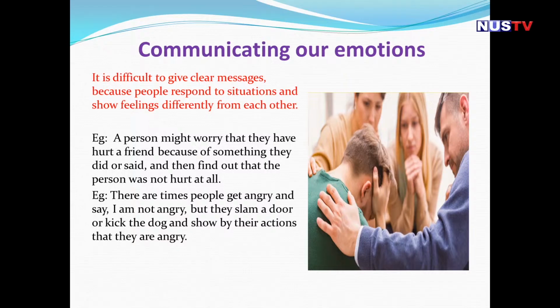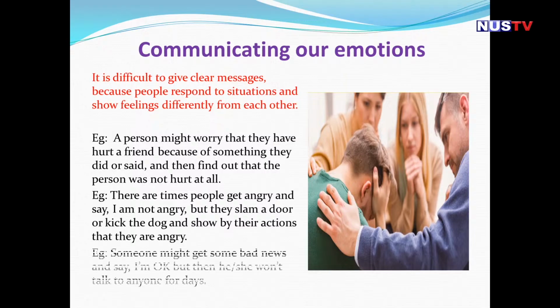There are times that people get angry and say, I'm not angry, but they slam a door or kick the dog and show by their actions that they are angry. Someone might get some bad news and say, I'm okay, but then they won't talk to anyone for several days. So those are examples of communicating your emotions differently.